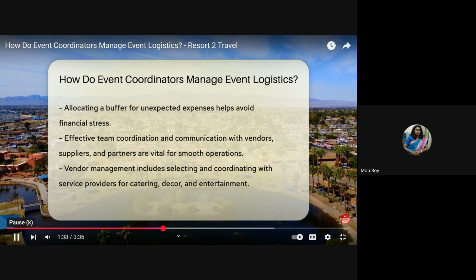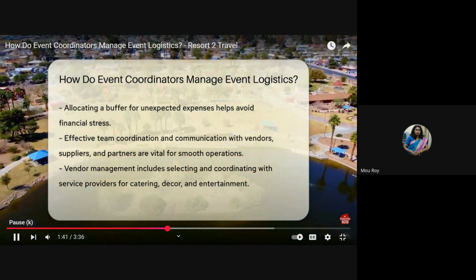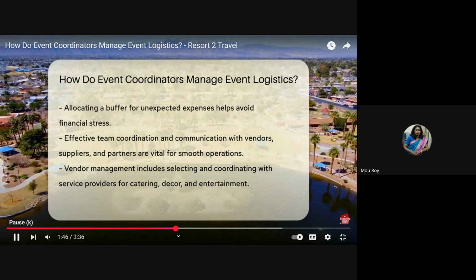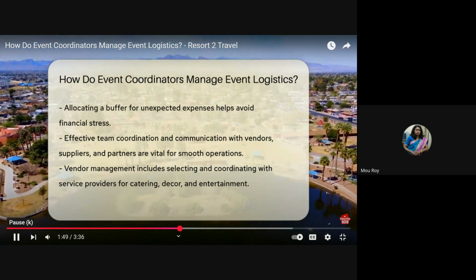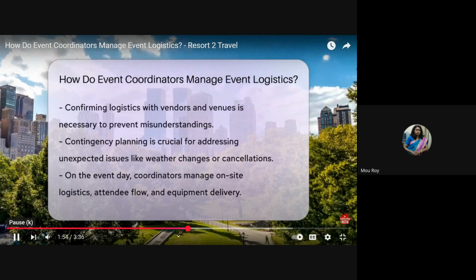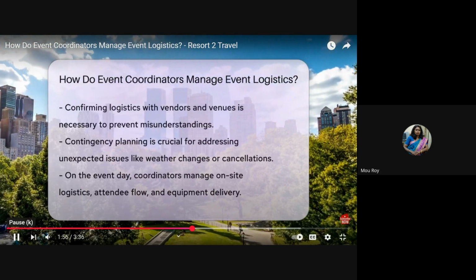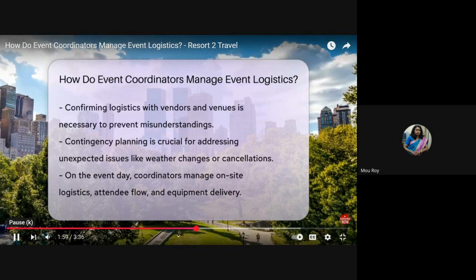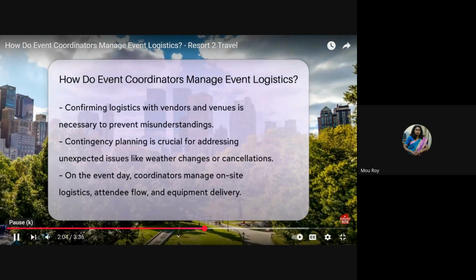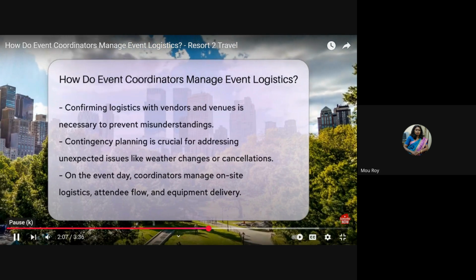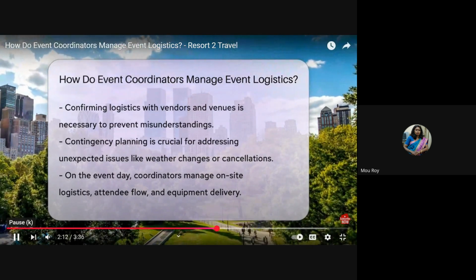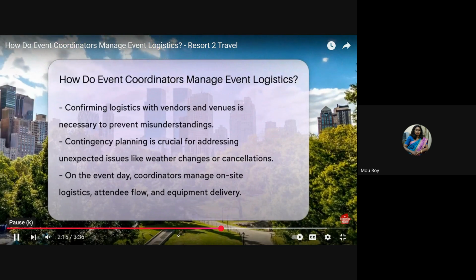Vendor management is another critical component. Coordinators must select and coordinate with vendors who can provide the necessary services and materials, such as catering, decor, and entertainment. They also need to confirm event logistics and orders with all vendors and venues to avoid any misunderstandings or last-minute changes. Contingency planning is essential to handle any unexpected issues that may arise. Event coordinators need to have a contingency plan in place to address potential problems such as weather changes, last-minute cancellations, or technical issues. This plan helps in mitigating risks and ensuring the event continues without significant disruptions.